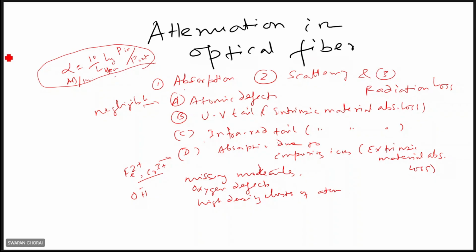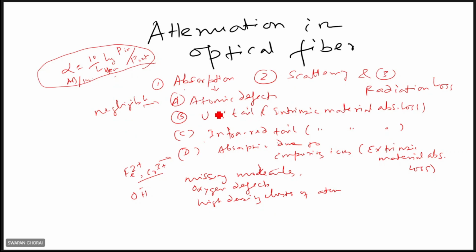Now see the causes. There are three main causes of attenuation. One is absorption, another is scattering, another is radiation loss. First, if you consider absorption, since it is a light signal and not an electrical signal, when it propagates, obviously absorption or scattering would be there, right? And if you consider absorption, there are several causes. There can be atomic defects, there can be extrinsic absorption, and there can be intrinsic absorption, right?